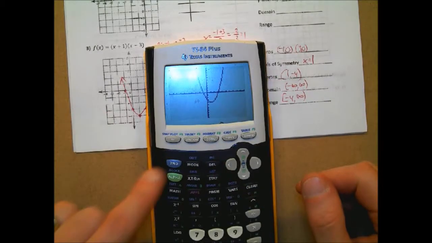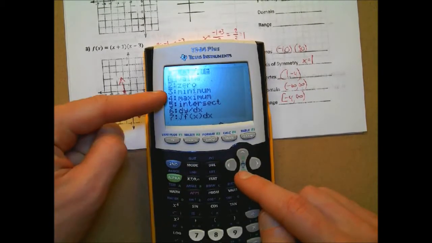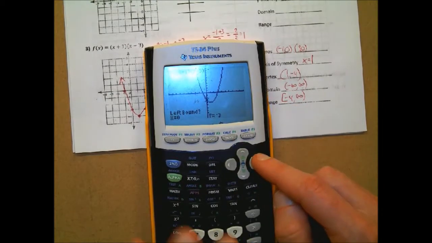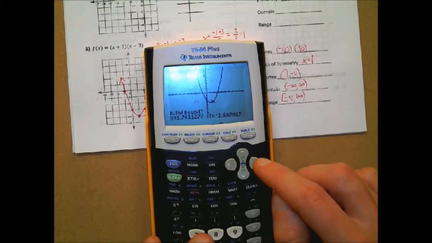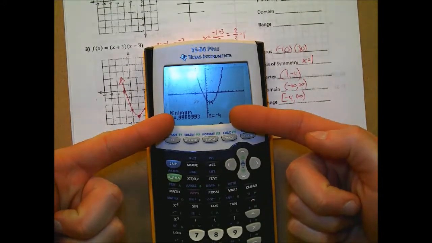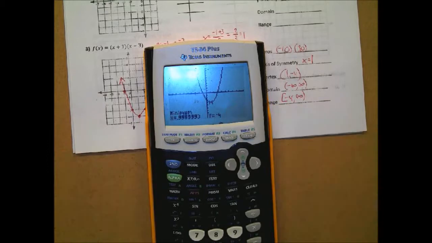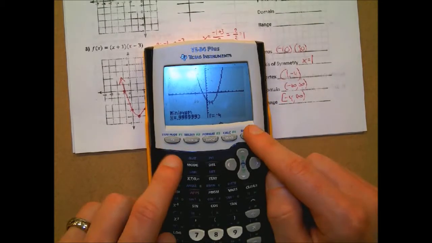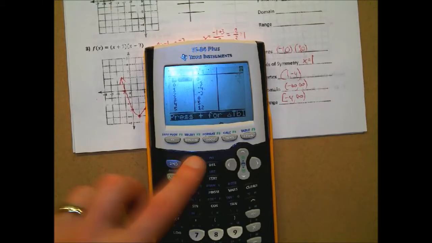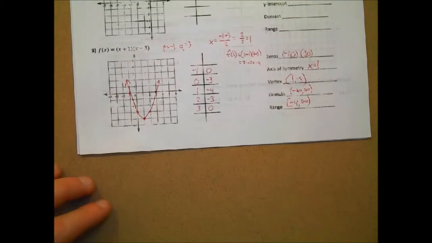Press second trace. Use the minimum because our vertex is at the minimum there. Go to the left, hit enter. Go to the right, hit enter. Go down to the bottom. There's your vertex. Again, a little bit of a rounding error there. It's supposed to be 1 and then -4. And then where's your table? Second graph. There's your table. So again, if you get stuck, use your calculator to help you.